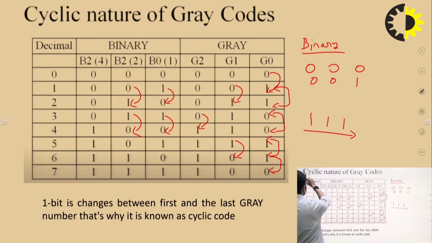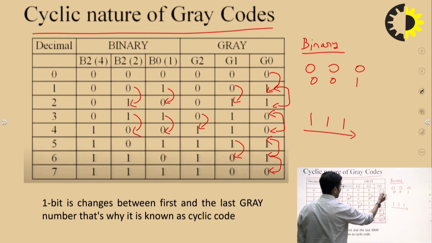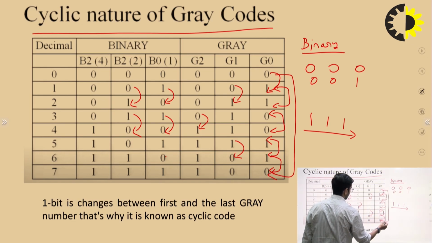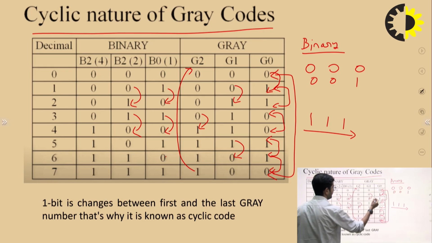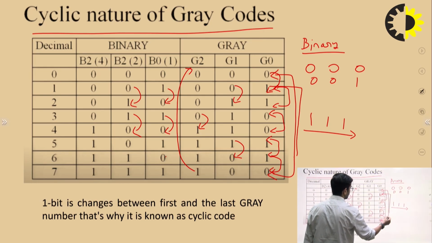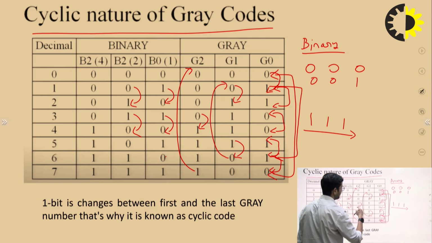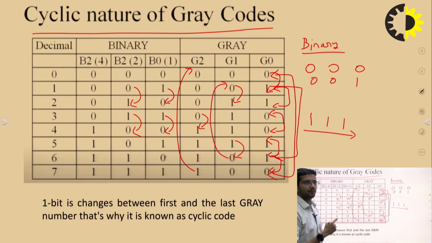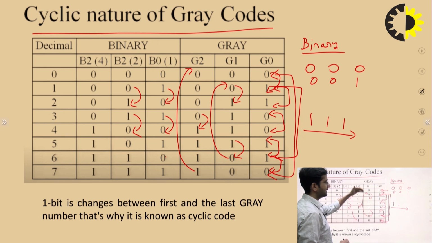Also, the gray code is known for its cyclic nature. What does that mean? Cyclic nature means if we take the first code 000 and the last code 100, there is only a 1 bit difference. Again, if we take the second last code 101 and the second code 001, there is only a 1 bit difference. So there will be a cyclic relation between the first and last, second and second last, third and third last. So this behaves as a cyclic nature, like there is only a 1 bit change between any two consecutive numbers.